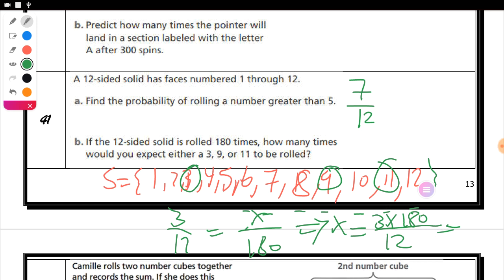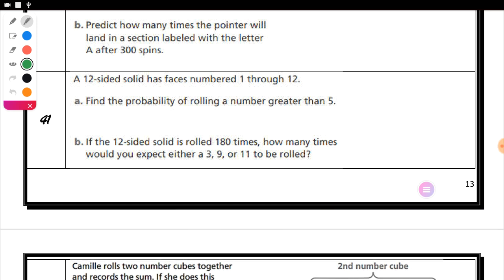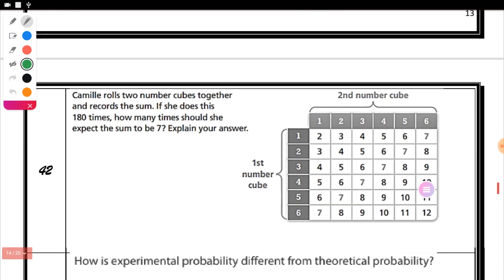Divided by 3 equals, it will be about 3. I think we have the last answer. Divided by 3 equals 4, divided by 4 equals 1, 180 divided by 4 is 45. So it's 45. 45 times it may appear, one of these numbers, 3 or 9 or 11. Okay. 42.